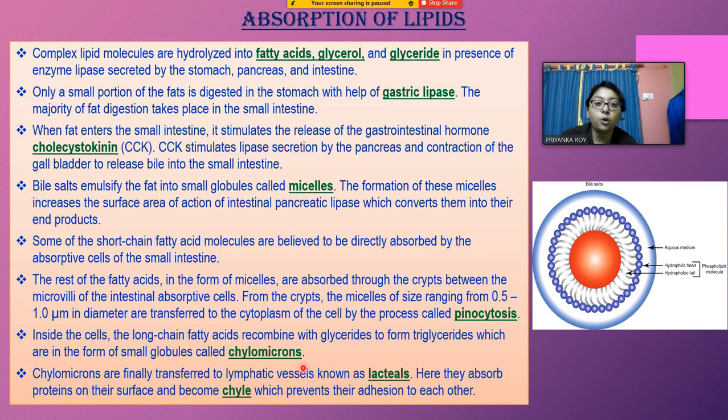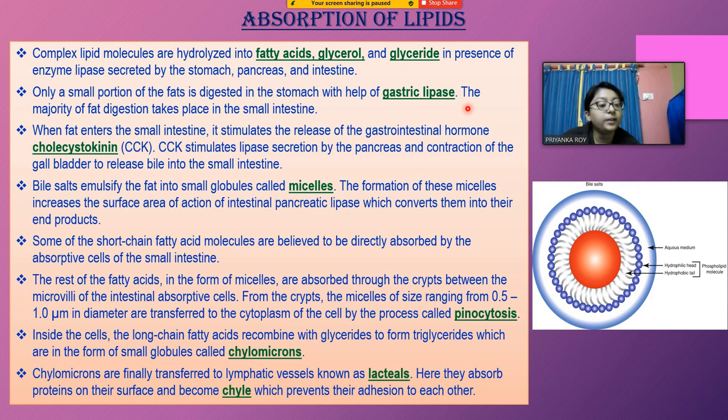The final part of absorption is the absorption of lipids. In case of lipid absorption, first and foremost, the lipid molecules are broken down into fatty acids, glycerol, glyceride, in the presence of different lipases. There is gastric lipase, pancreatic lipase, intestinal lipase, all these are there. Now, only a small portion of fat is digested in the stomach with the help of gastric lipase. Majority of fat digestion is taking place in the intestine. That we already know.